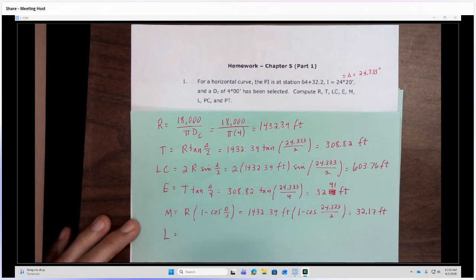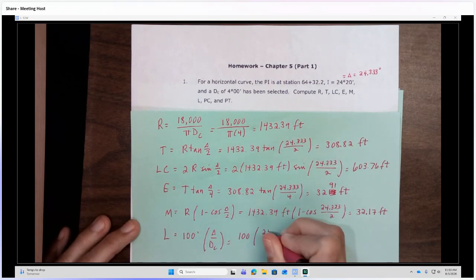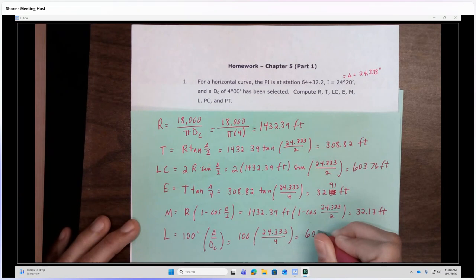Length of the curve itself, 100 feet times the delta over D sub c. So that's 100 times the 24.333 over that 4. And so that becomes 608.33 feet.